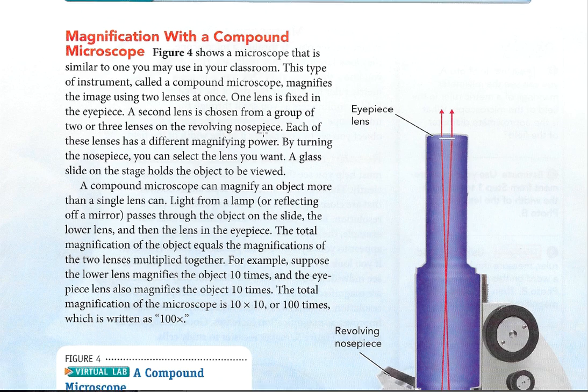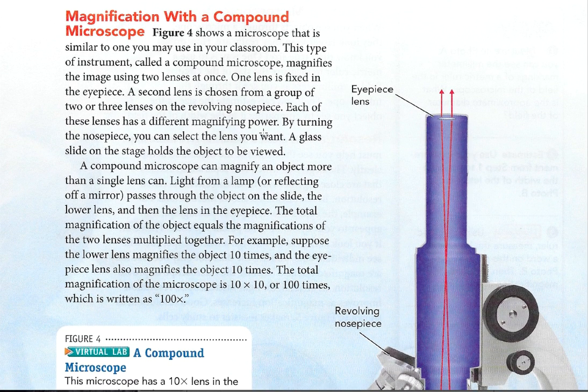Magnification with a compound microscope. Figure 4 shows a microscope that is similar to one you may use in your classroom. This type of instrument, called a compound microscope, magnifies the image using two lenses at once. One lens is fixed in the eyepiece. A second lens is chosen from a group of 2 or 3 lenses on the revolving nosepiece. Each of these lenses has a different magnifying power. By turning the nosepiece, you can select the lens you want. A glass slide on the stage holds the object to be viewed.